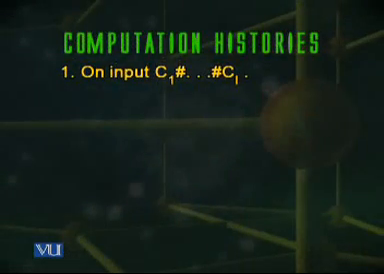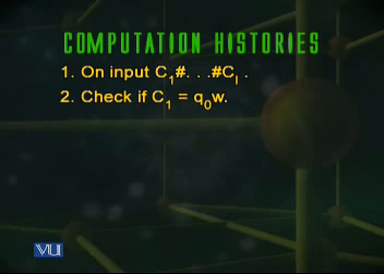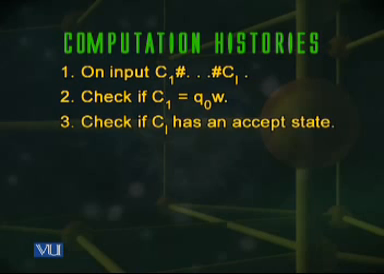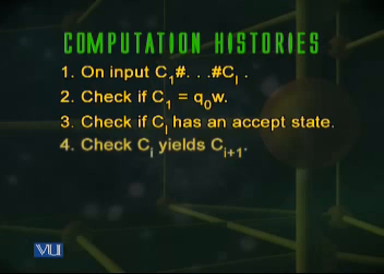Suppose it gets the input C1 followed by a hash sign followed by C2 all the way up to CL. So it gets L configurations. The first thing it'll do is check if the first configuration is the initial configuration of M on W, that is, it's Q0 followed by the string W. It will also check if the last configuration has an accept state. Then it will check if Ci yields Ci plus 1.